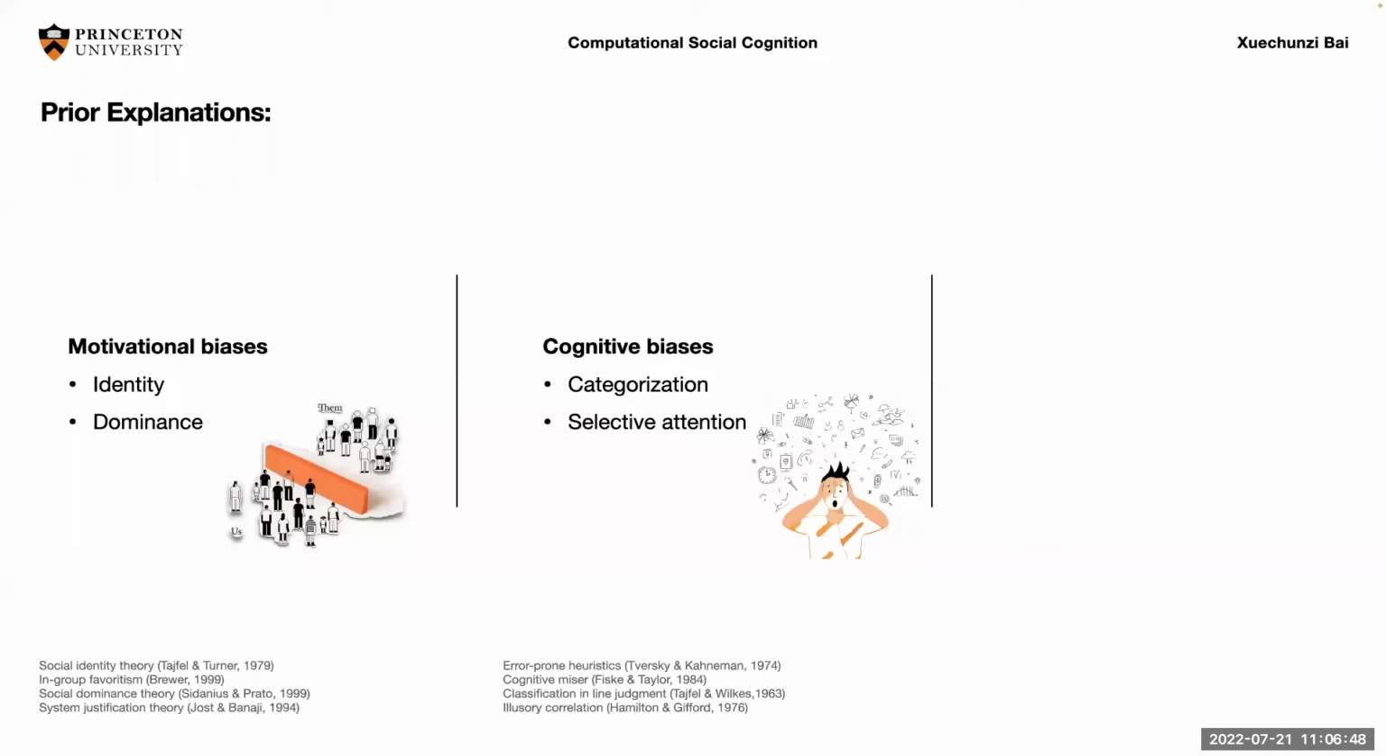Creating some shortcuts. We could do so by creating some shortcuts like categories or selective attention, to reduce this information overload. That is okay for efficiency purposes, but then that is going to obscure the facts to some extent. So that means this kind of cognitive efficiency is going to sacrifice accuracy.